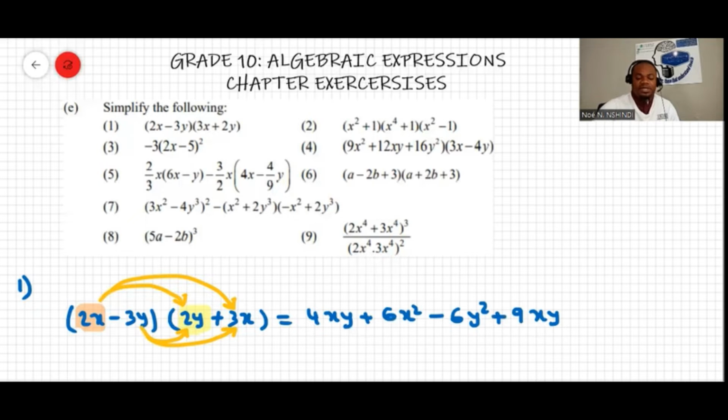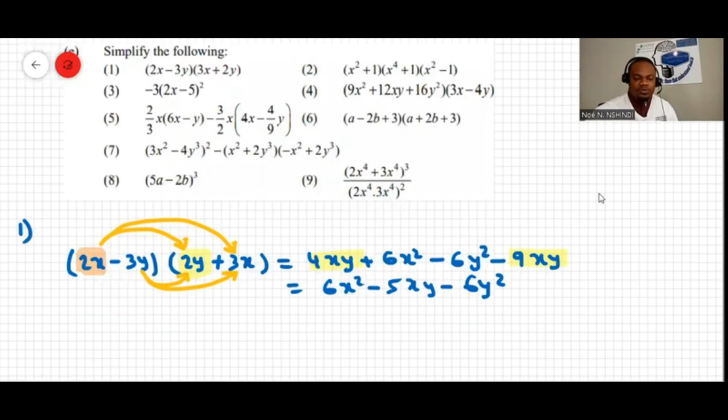And now, is there any like term here? The only like terms are the xy terms, so those are the ones we can combine. The answer is going to be 6x squared, excuse me, there it's negative, so that makes negative 5xy minus 6y squared. Okay, so this was question 1, and now let's see question 2.